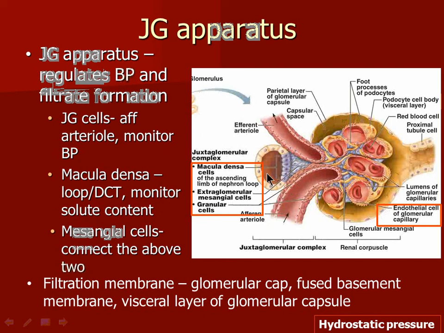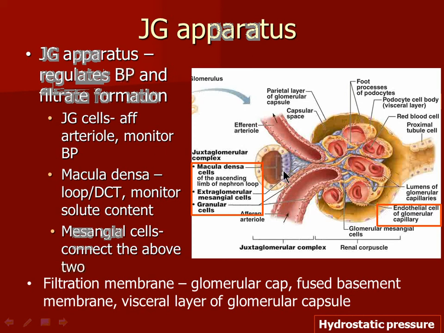What they do, because only filtrate is passing through that, not blood, because in the tubule it's the filtrate, is monitor the solute content. They make sure the amount of solutes present is normal, or is it too much or too little? And based on what it is, it will act accordingly. It will stimulate the afferent arteriole to do what is needed. So those are the macula densa cells.